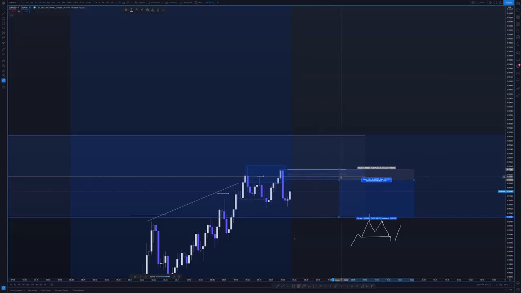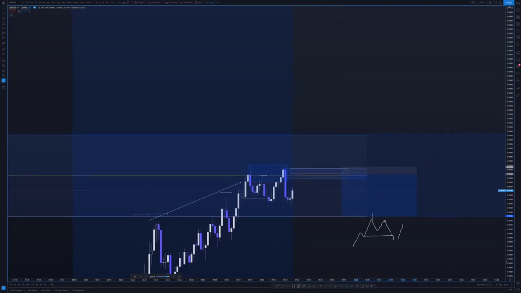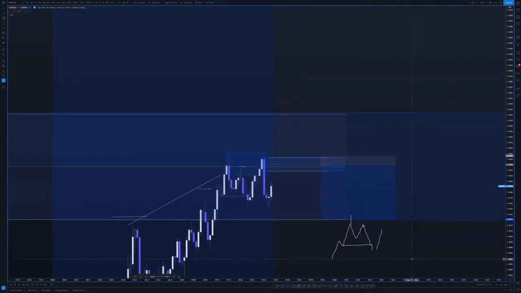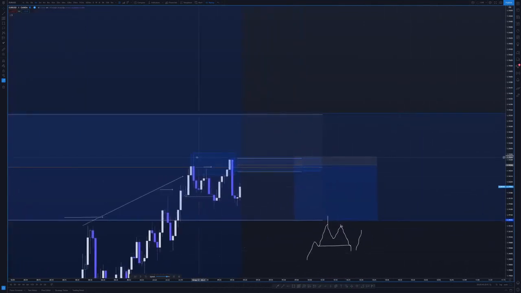So that's one way you could have taken it, but personally I took it this way and I gave it a bit of a buffer. I believe I did a 1.6 pip stop like that. I gave it just a tick of buffer. I didn't even really cover the high. You could have if you wanted to be more safe, but in theory, this low should be, or this high should be protected.